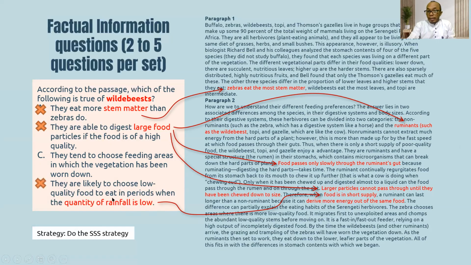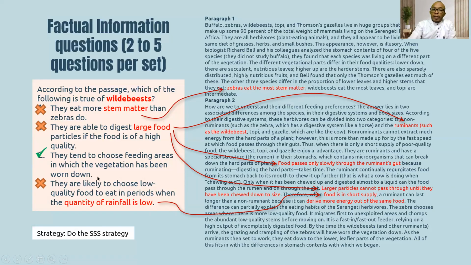Now, this is incorrect because it's saying that it can derive more energy out of the same food. So that means they don't change their diet. They don't change their food to low quality food because they derive more energy out of the same food, which is high quality food, right? All right, so after you eliminate the wrong options, you can then confidently choose the last one remaining.